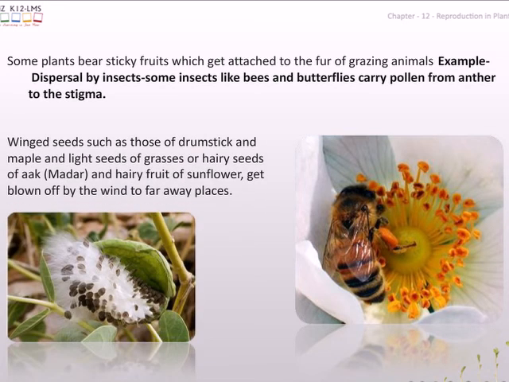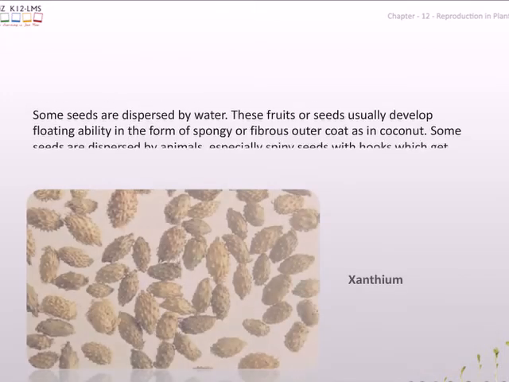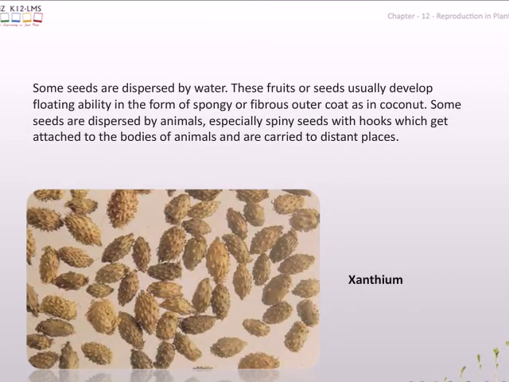Winged seeds such as those of drumstick and maple, and the light seeds of grasses or hairy seeds of calotropis, and hairy fruit of sunflower get blown off by the wind to faraway places. Some seeds are dispersed by water. These fruits or seeds usually develop floating ability in the form of a spongy or fibrous outer coat, as in coconut.